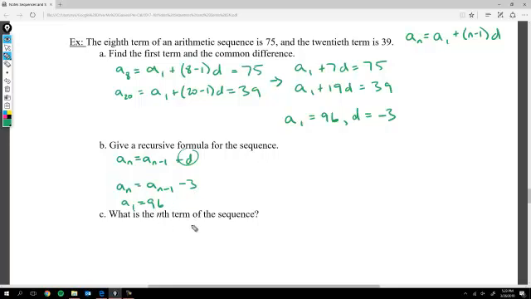And then the last question is what is the nth term of this sequence? Well, that's going to be my general equation. So that's my a sub n equals a sub 1 plus n minus 1 times d. So a sub n is going to be a sub 1, which is 96, plus n minus 1 times d, which is negative 3. Now we could reduce this, but I'm choosing not to because this way I can see very clearly 96 is my first term, negative 3 is my common difference.